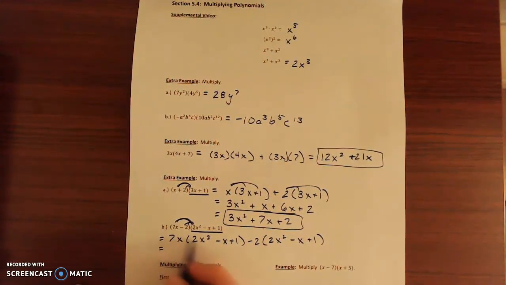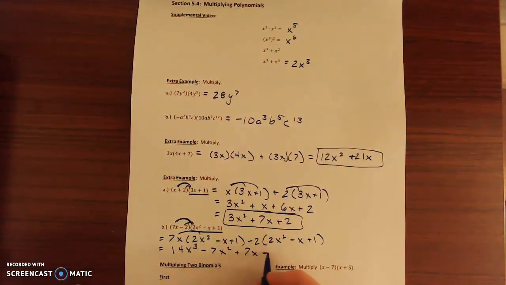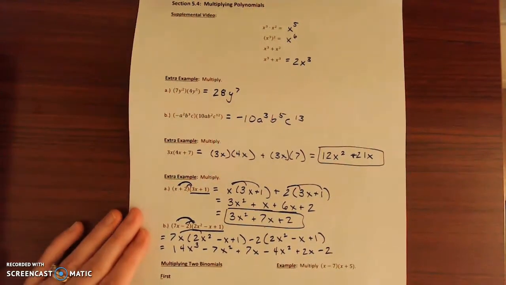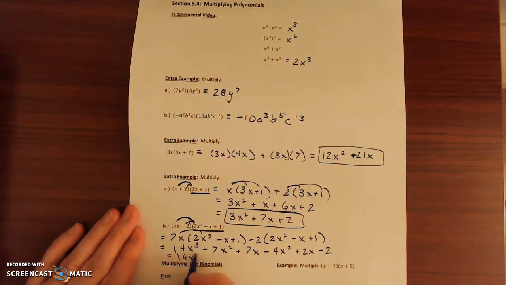Distribute again to get rid of the parentheses, giving us 14x cubed minus 7x squared plus 7x, and then minus 4x squared plus 2x minus 2. Notice we have like terms here as well, so you'd keep the 14x cubed. Adding negative 7x squared minus 4x squared will give us negative 11x squared. 7x plus 2x gives us 9x minus 2.